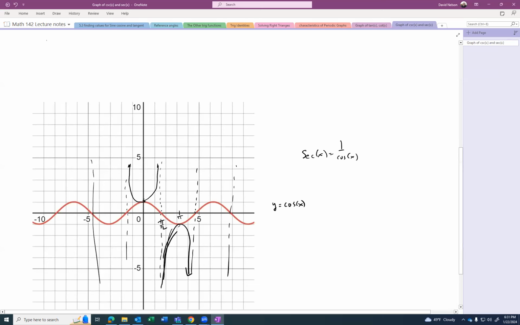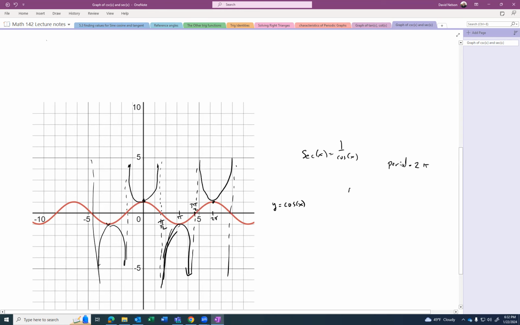At pi, we have a value of -1. At 3 pi over 2, I've got a vertical asymptote. And at 2 pi, I'm back to having a y value of 1. And so if you look at the period, the distance from peak to peak, well, I guess this is kind of the peak on this side. The peaks are at negative values. The peak to peak there, that's a difference of 2 pi. The period is also 2 pi.